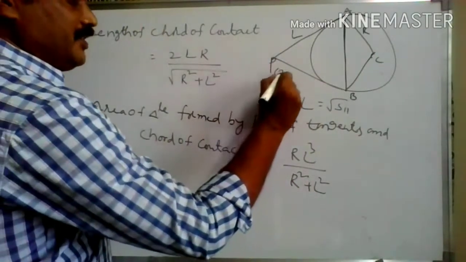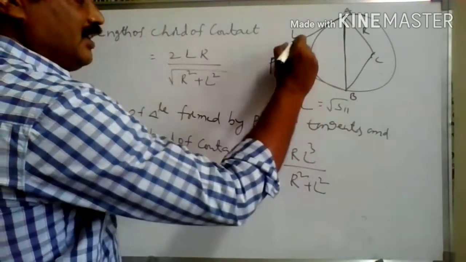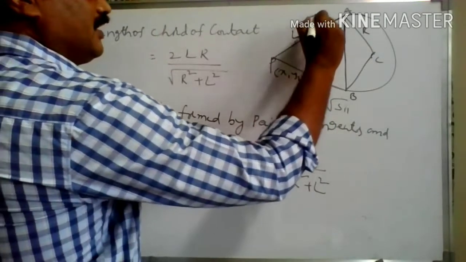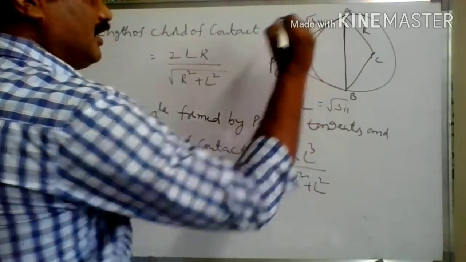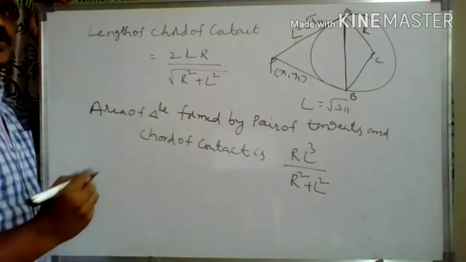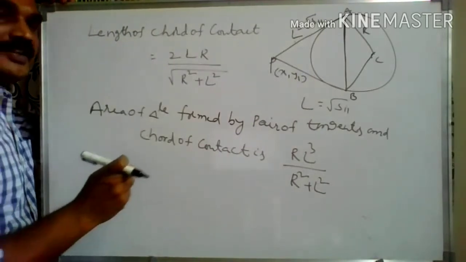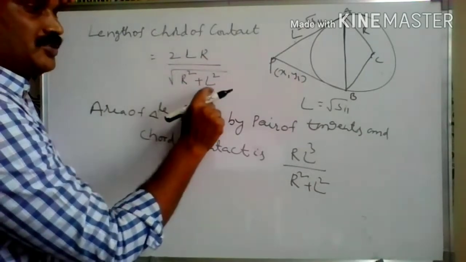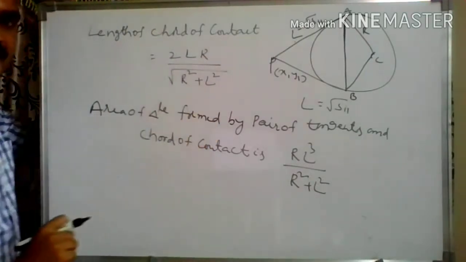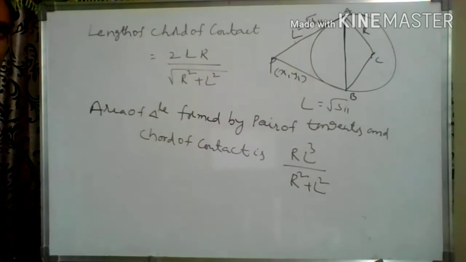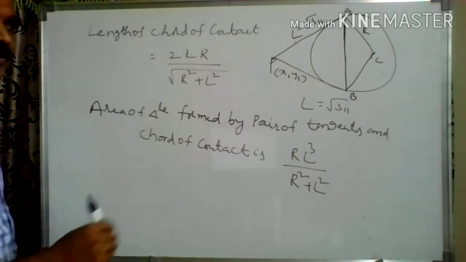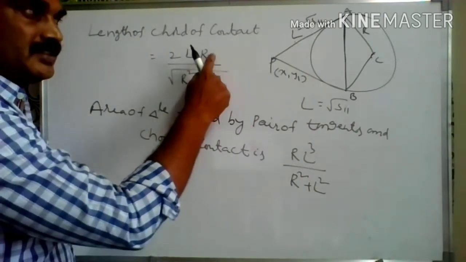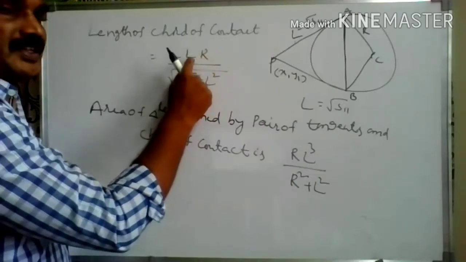So point P is (x1, y1). L is the length of tangent, so the length of tangent is equal to root S11. L is equal to root S11. Students, the length of the chord of contact is very important. Length of chord of contact is equal to 2LR by root of R square plus L square, where R is the radius of the circle and L is the length of tangent.